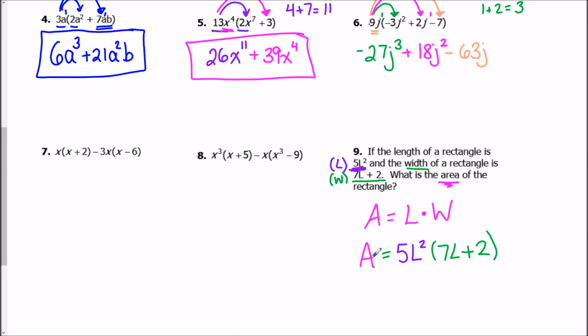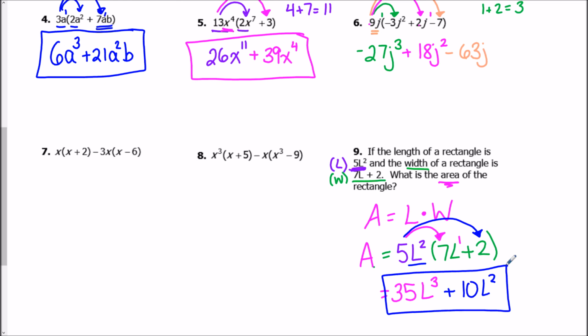So now all I need to do is just distribute. Right here, 5 times 7 is 35. And then l to the power of 2 times l to the power of 1 is l to the power of 3. Okay? And for the last one right here, 5 times 2 is 10, so I get 10, and then the l to the power of 2 just tags along for the ride, and this is my final answer right here. Okay?